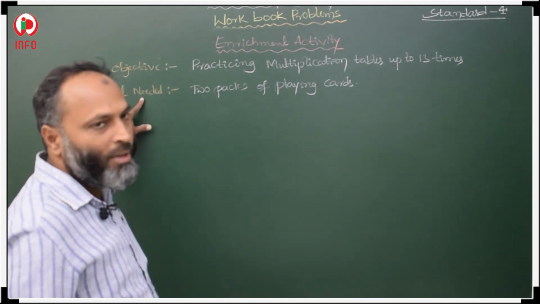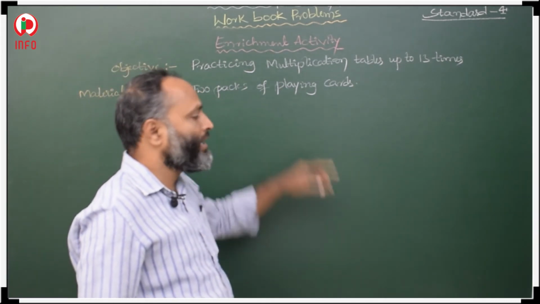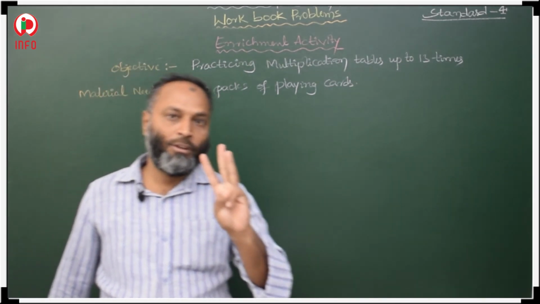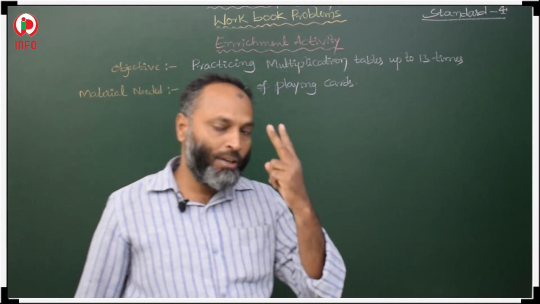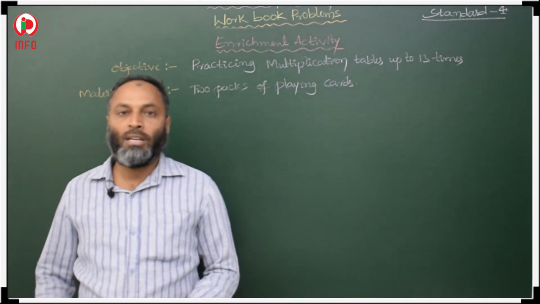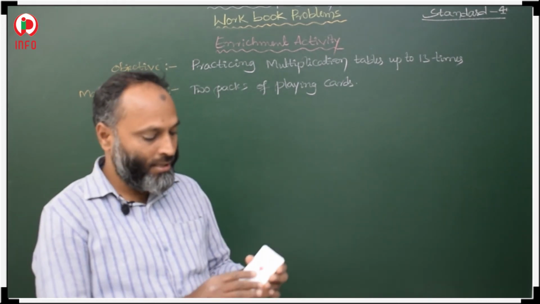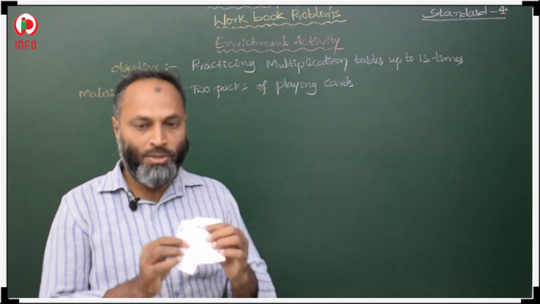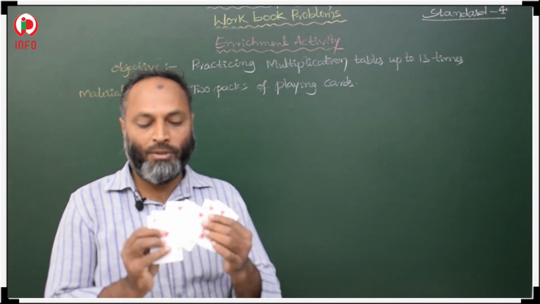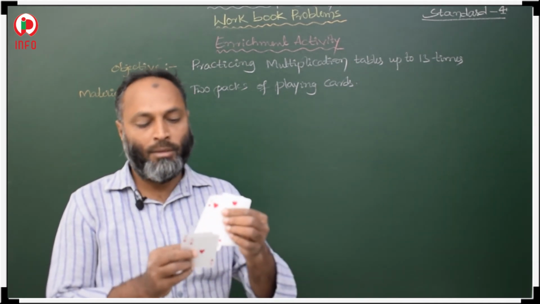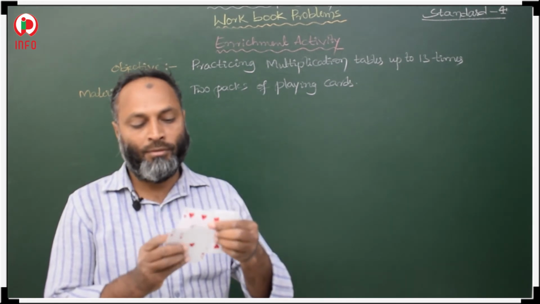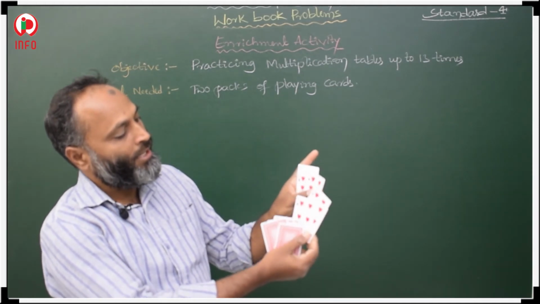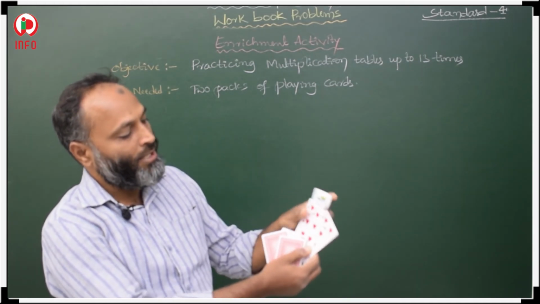Then material, what material do we need? We need 2 packs of playing cards. In 1 pack of playing cards we have 4 sets. In 2 packs 8 sets we have. So what is there in the set? See here, in the set: A, Ace, this is the Ace card, this is number 2, number 3 card, number 4, 5, 6, 7, 8, 9, 10, total 10 cards.